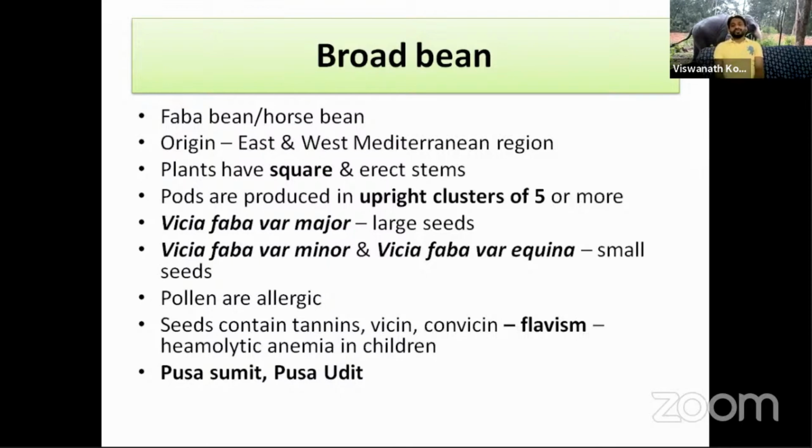There are three varieties actually. Faba variety major has the large seeds. Faba variety minor and Faba equina have the small seeds. And the pollen of the broad bean causes allergy to humans. And there are some alkaloids or tannins present in the broad bean seeds, vicine and convicine. So excess consumption of broad bean seeds may cause a disease called favism. Favism means it is hemolytic anemia in children. There are two varieties, Pusa Sumit and Pusa Udit.